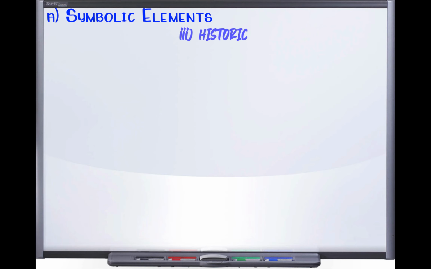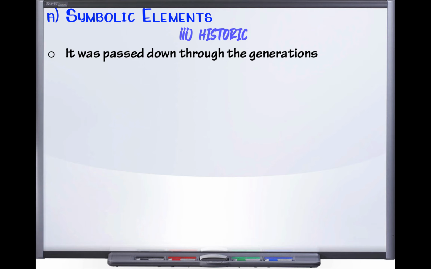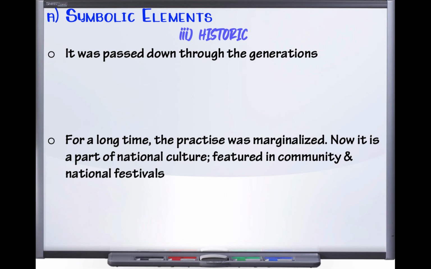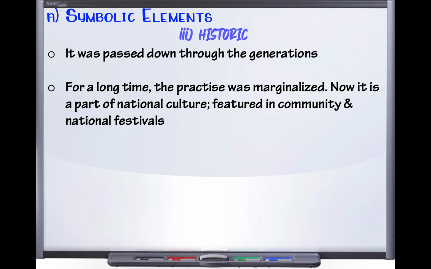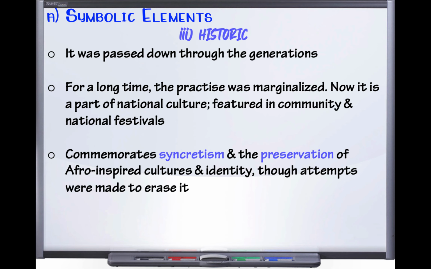So the next set of symbolic elements, the historic. Of course, as I said, it would be historic because it was passed down from generations, and also because, as with most cultural forms, it speaks to a history of overcoming hardship and overcoming being marginalized, overcoming being put down or being shut down by the authorities or by the people in charge. So now it's part of their national culture. It's been accepted and is now respected as something important and something that is a signifier of what it means to be Barbadian.